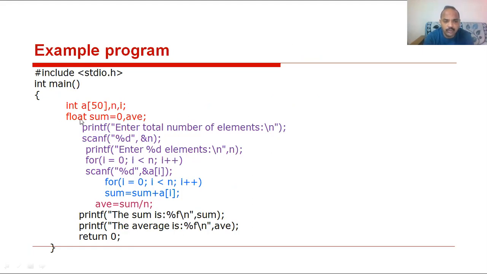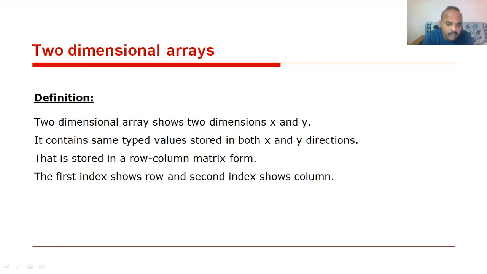The first part is the declaration part, and the second part is to read how many elements you want to retrieve, and the third part is to read n elements. N elements means array elements. Then find the sum of n elements in an array and display the average of n elements. Then display the sum and average of the array.